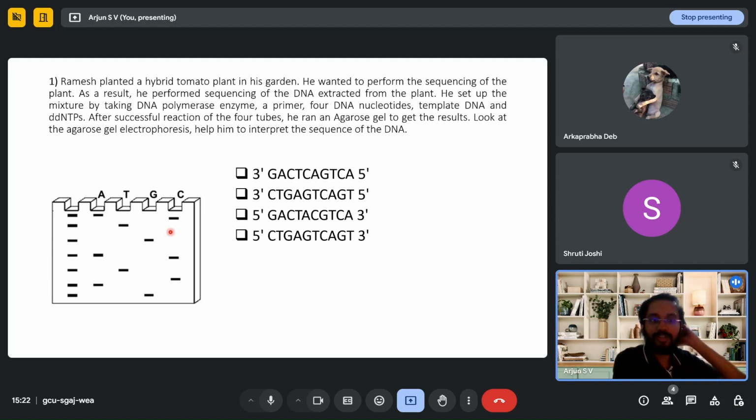So, a couple of points that I'd like to reiterate while solving any problem related to Sanger sequencing. Agarose gel electrophoresis always separates the samples based on their molecular weights. So the farther your band travels, the lower molecular weight it has. Therefore, it is more towards the 3' end.